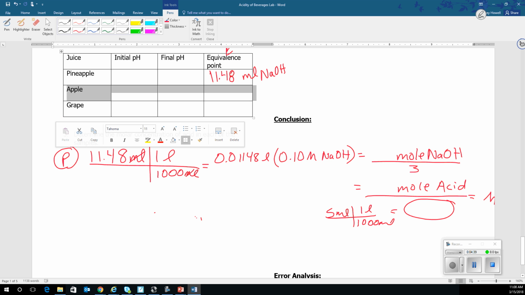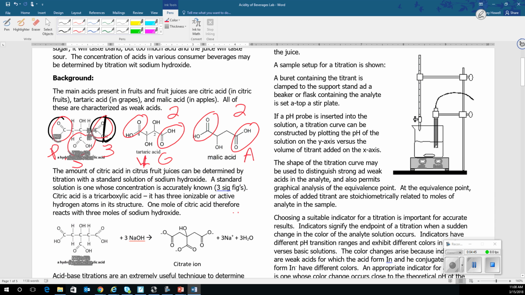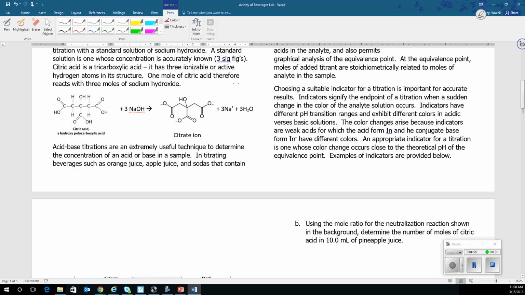Because up here, at the very top, there were 3 acids on citric acid. So when I went to balance it, I needed 3 NaOHs to balance that out. So I had to divide it by 3 to get back to how many moles of acid I have. Okay?